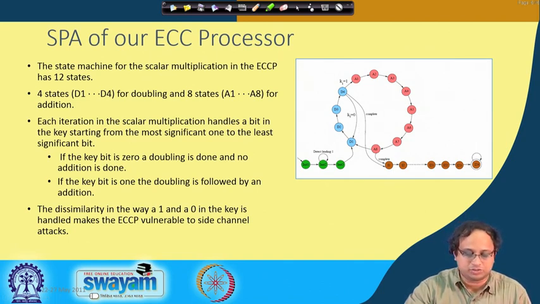And that essentially is one of the reasons why we have a dissimilarity, and therefore we will see that this particular design is basically vulnerable against simple power attack. The dissimilarity in the way that a 1 and a 0 in the key is handled makes the ECCP, or the elliptic curve processor, vulnerable to side channel attacks, or basically simple side channel attacks to be more specific. So let us see.